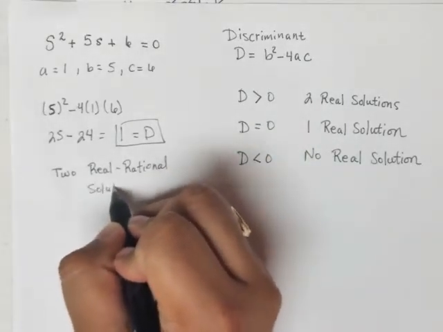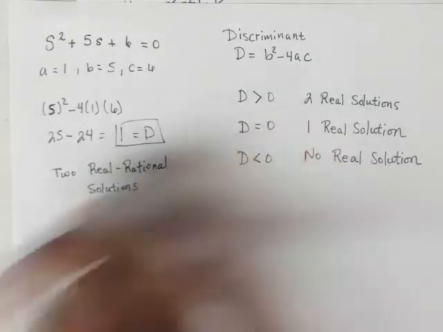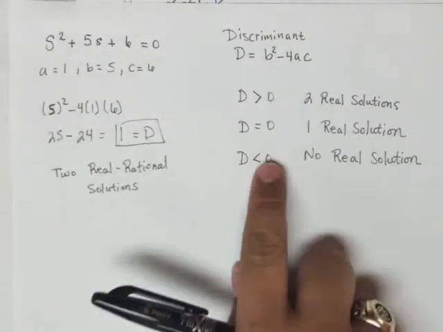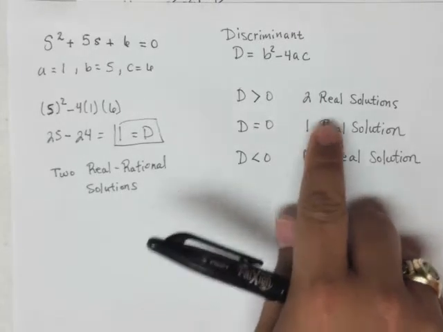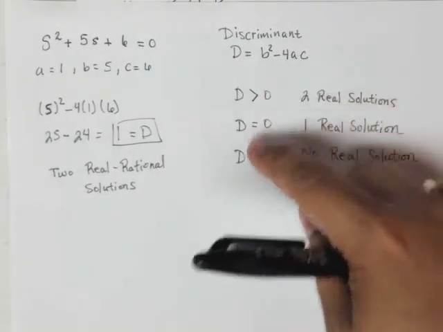Okay, so there's several more examples that you can do, but discriminants are really very easy. All right, you either have no solution, one solution, or two solutions, depending on the value of the discriminant.